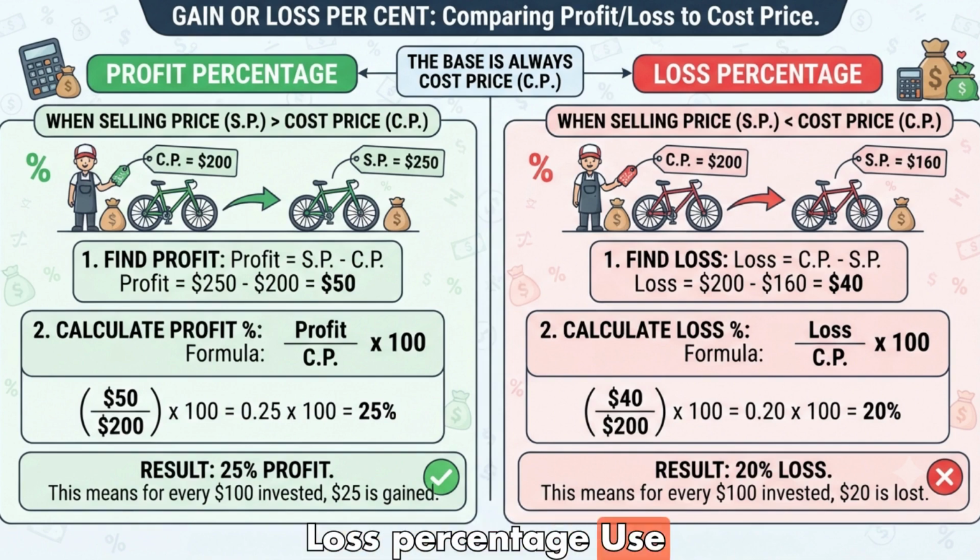2. Loss percentage. Use this when your selling price is lower than your cost price. This tells you how much money you lost for every $100 spent. Step by step. 1. Calculate your loss, CP - SP. 2. Divide that loss by your original cost, CP. 3. Multiply by 100 to convert the decimal into a percentage.